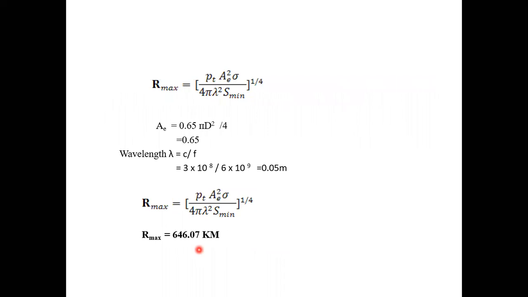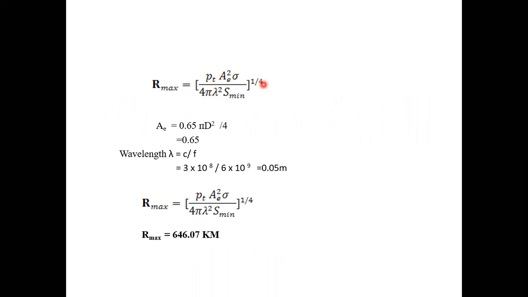Next, we have to calculate the Rmax. The radar range Rmax equation can be represented by Pt into A square sigma divided by 4 pi lambda square Smin, whole to the power of 1 by 4.